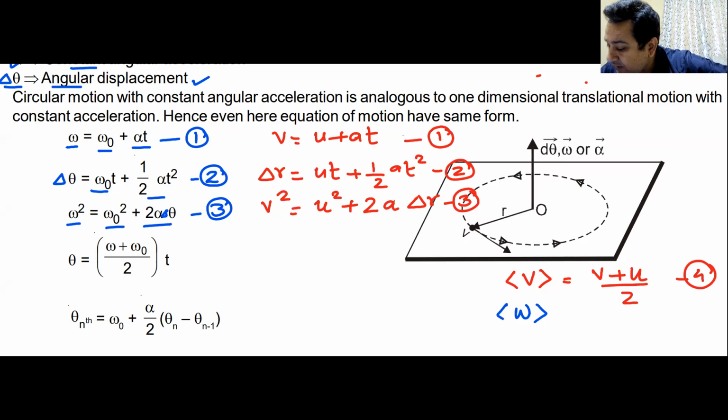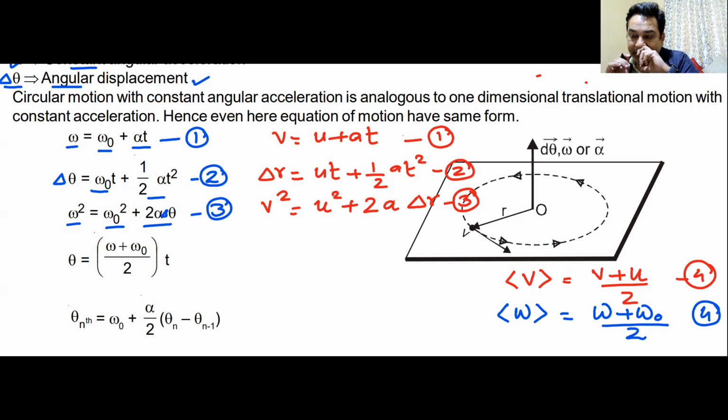I will write it as omega average. I'm not using vectors. Why am I not using vectors? Because instead of vectors, we will be using sign convention. I'll go to the sign convention once again. Let us first discuss the equation, then I will go on to the sign convention. Omega average. What will be omega average equal to? That will be simply equal to (omega plus omega naught) divided by 2. That would be the equation here.